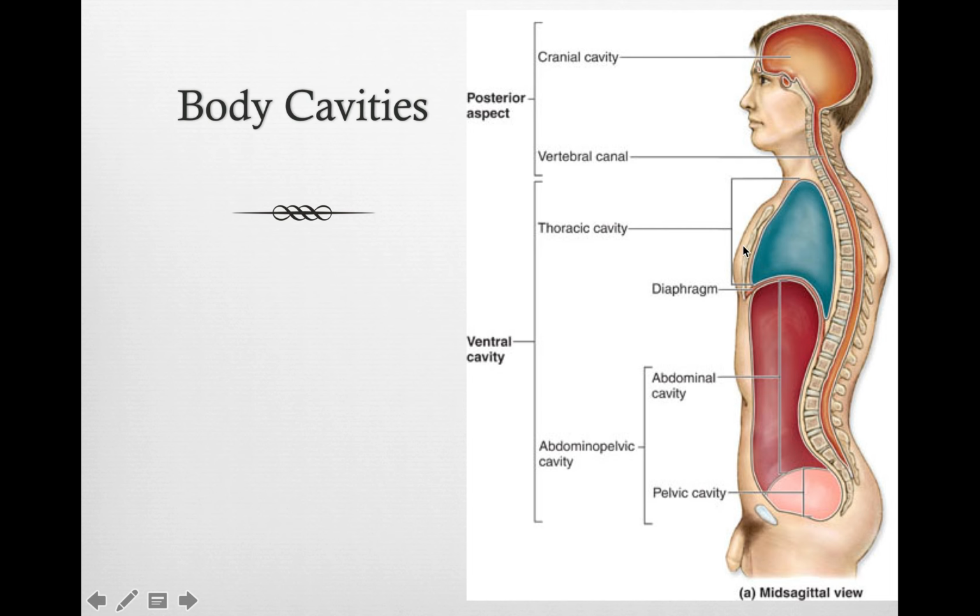Now, the thoracic cavity is located within the actual rib cage. And just inferior to the diaphragm, we have two cavities here. First, the abdominal cavity that goes from the actual pelvis all the way superiorly to the diaphragm. And then the pelvic cavity, which goes from the actual beginning of the pelvis all the way to the inferiormost portion of the pelvis. Collectively, these two cavities are called the abdominal pelvic cavity.